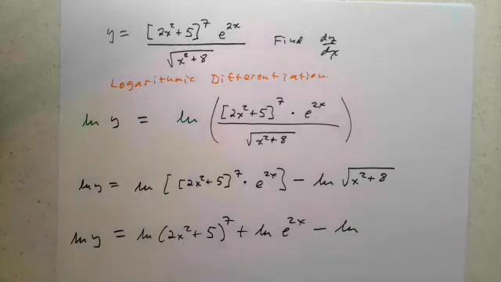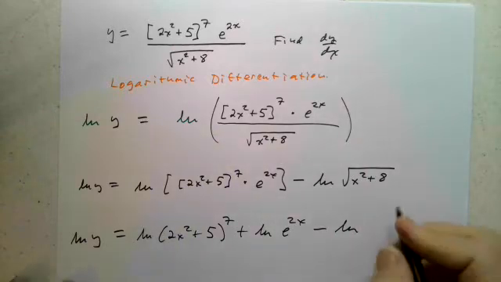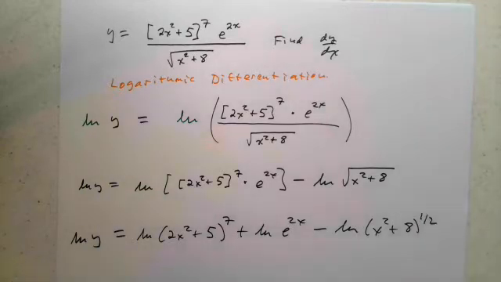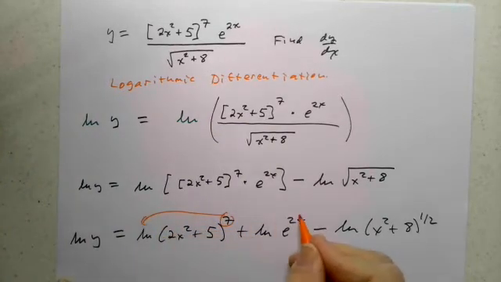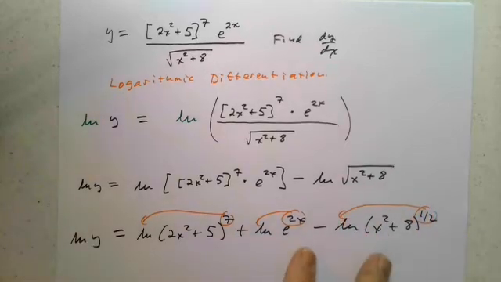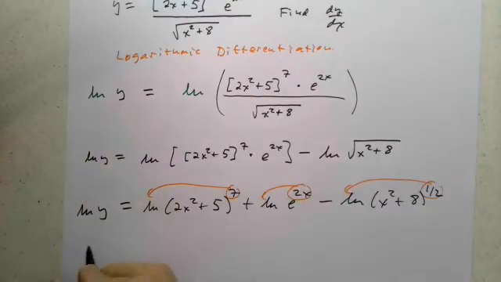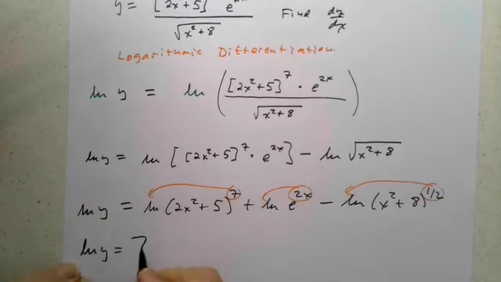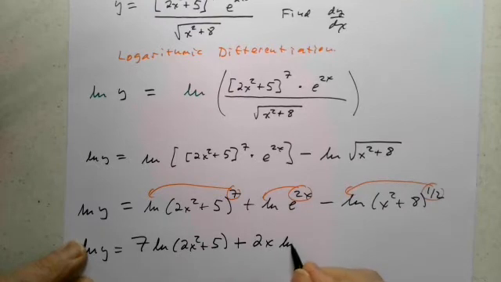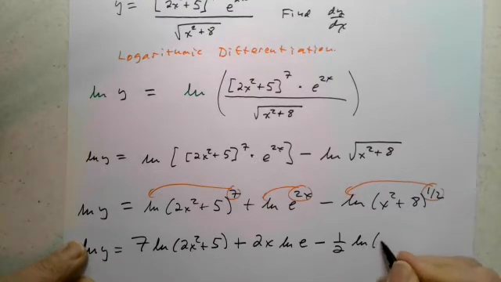Minus the natural log of x squared plus 8 to the 1/2, which I'm actually going to rewrite as the square root of x squared plus 8, right? It is to the 1/2 power, because we have another rule of logs which enables us to pull the exponents down front. The 7 comes down, the 2x comes down, the 1/2 comes down. So that my next line will be natural log y equals 7 times the natural log of 2x squared plus 5 plus 2x times the natural log of e minus 1/2 times the natural log of x squared plus 8.